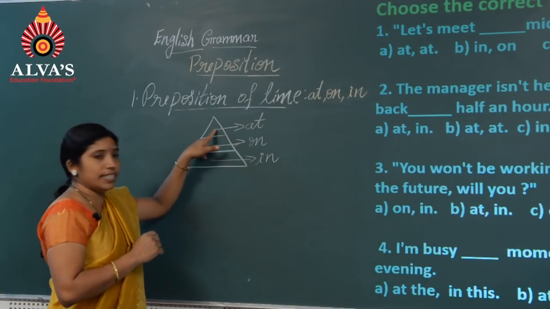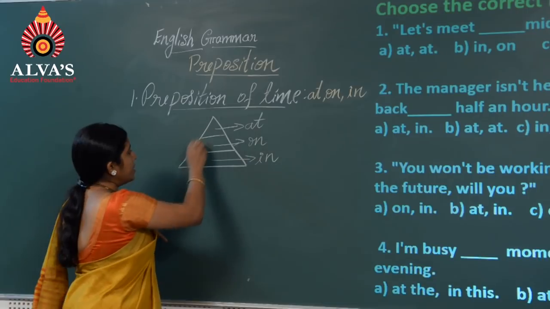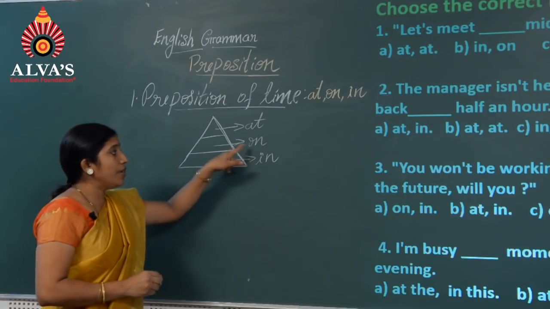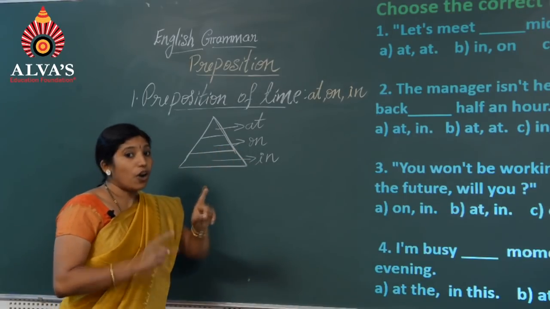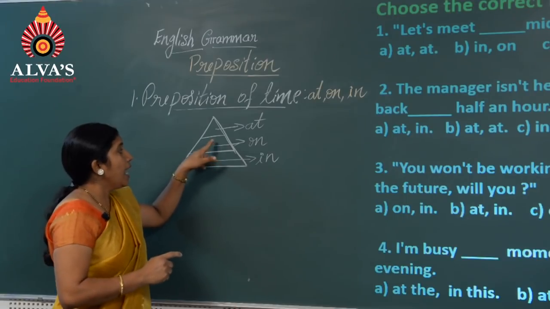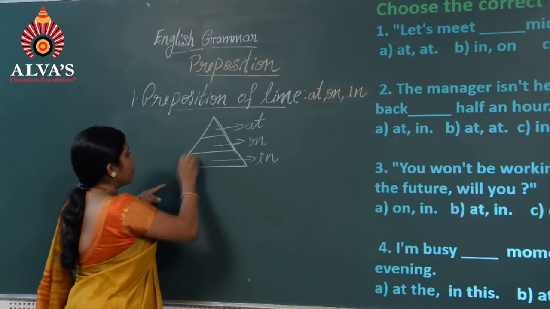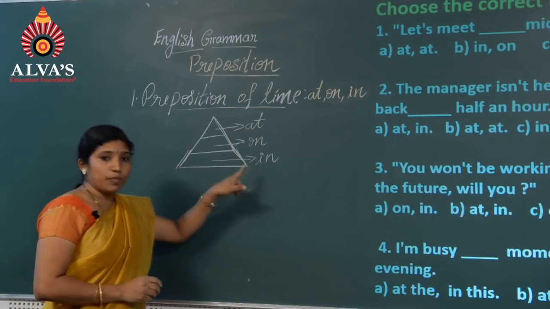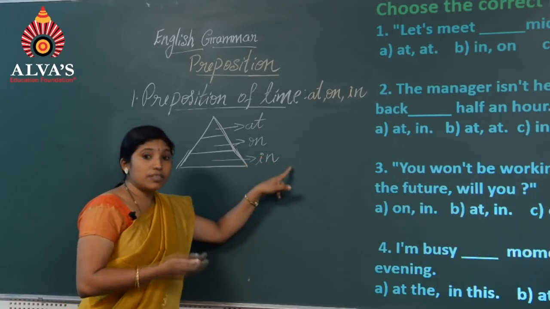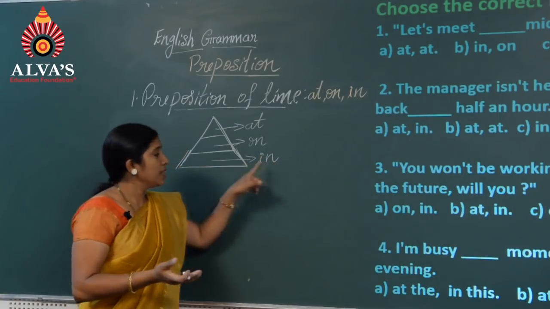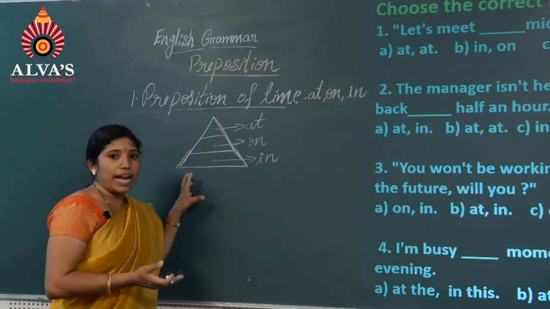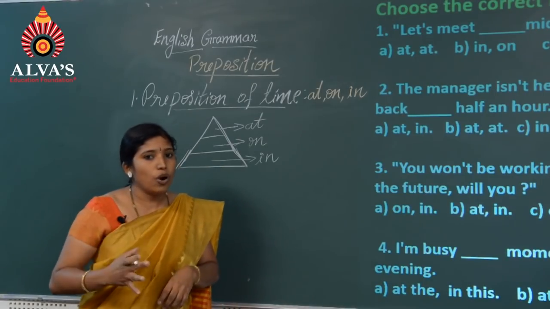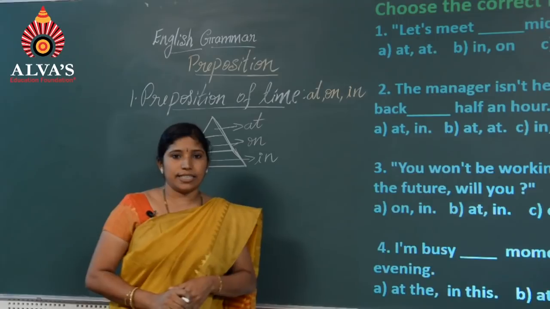That's why it is at, very narrow, but it becomes wider at on. When it reaches here, it becomes wider. We can use on for one day or one date. And again, when it gets down, it becomes the widest. It means we can use in for months, years, decades, centuries. This is how I am trying to explain it in a very simple way, so that you know how to use these prepositions in sentences.